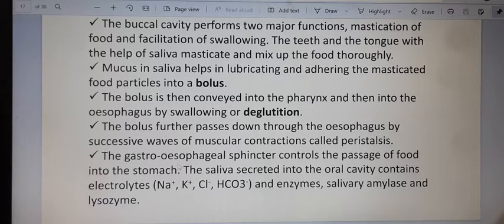So from the esophagus, when the food is coming into the stomach, the sphincter there is named the gastroesophageal sphincter. Then saliva secreted into the oral cavity contains electrolytes and the enzymes salivary amylase and lysozyme. Lysozyme kills the germs coming into the food, and salivary amylase converts carbohydrates partially into maltose.